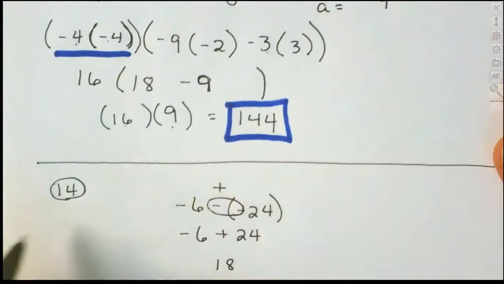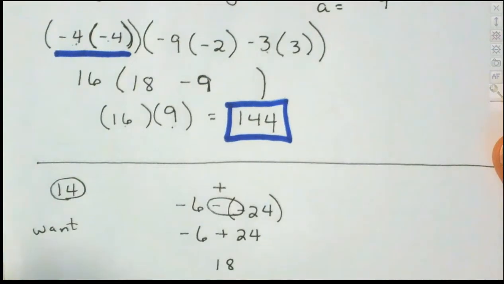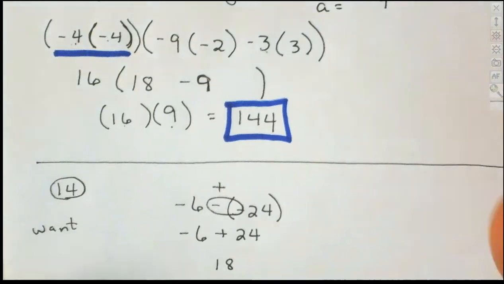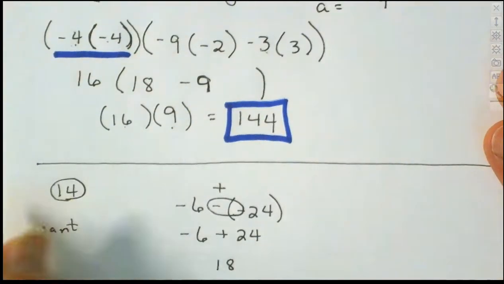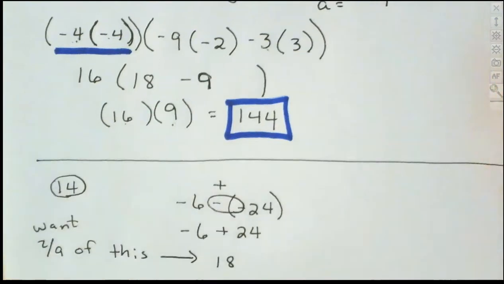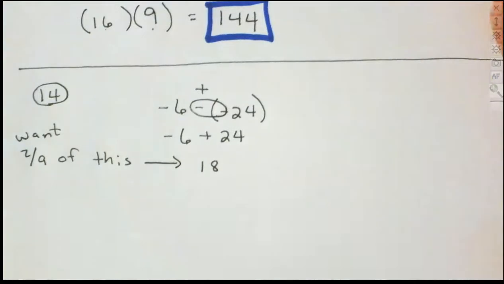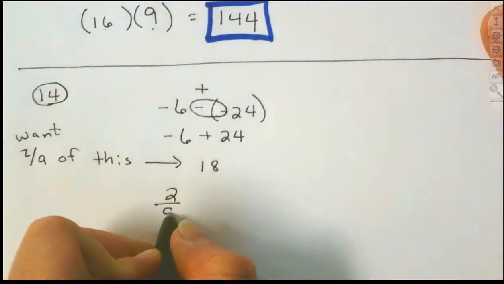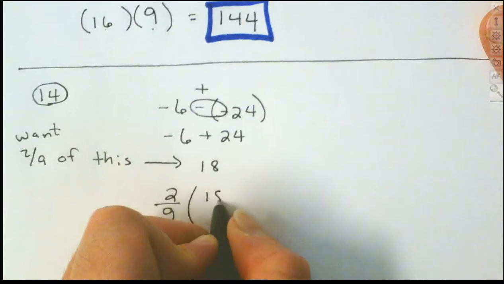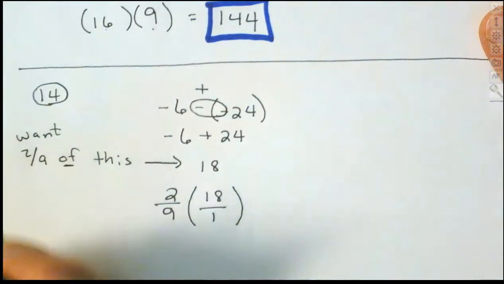And we also want 2/9 of this. Okay, so we did that part. We did our difference. We also want 2/9. So we want 2/9 of this. Well, how do we do 2/9 of that 18? Well, 2/9 of that 18 would be 2/9 times your 18 over 1. Okay? Because we're multiplying. Because that "of," see, that means multiplication.